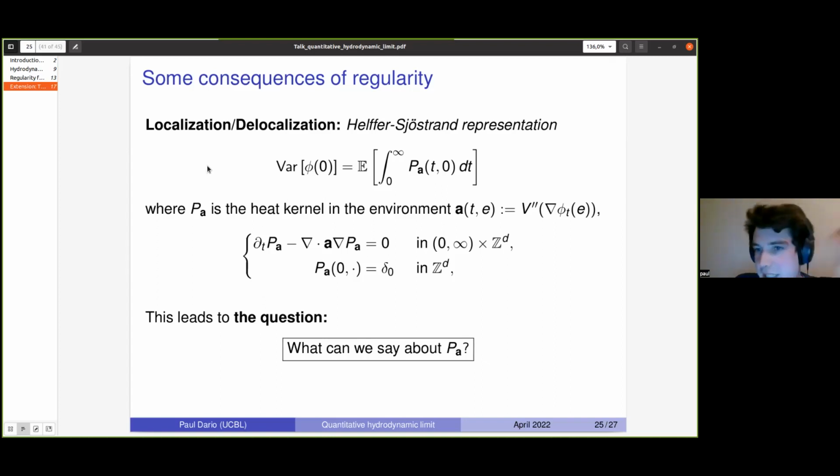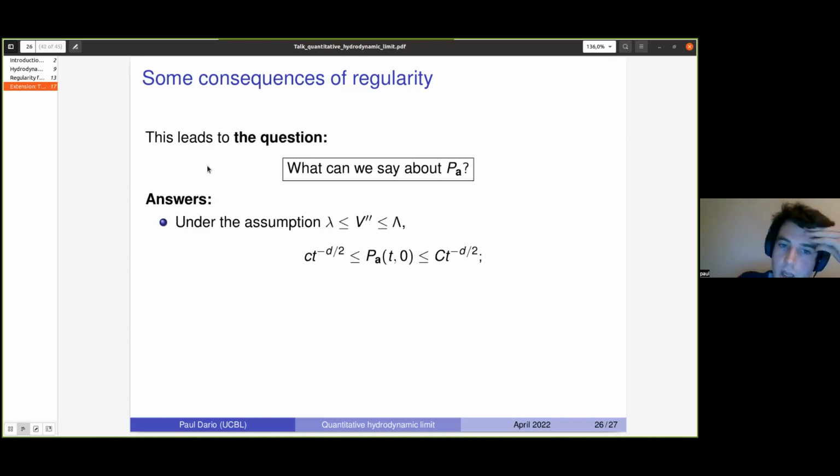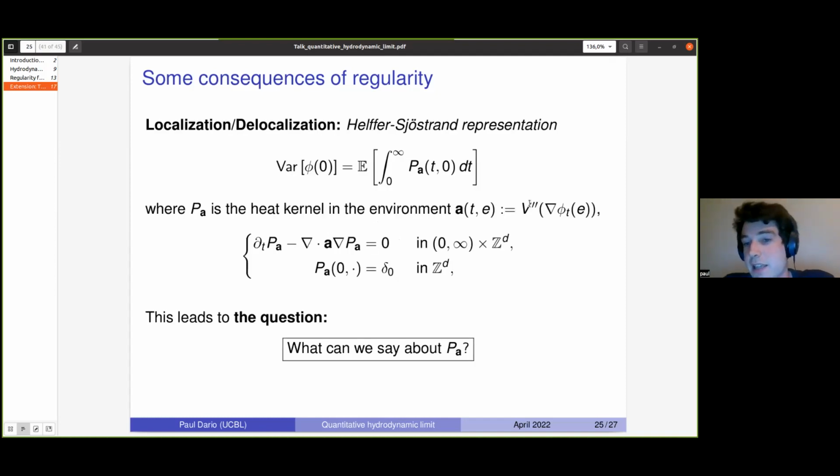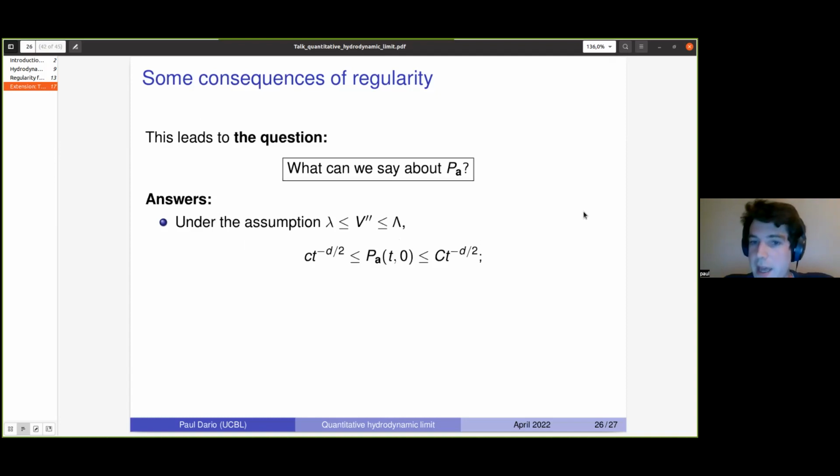You can ask many questions, like what is the typical size of PA of T0? You can also ask what the asymptotics are, if you want to go further than the typical size, or how precise can I be in my description of its behavior. So first the simple answer, which is why we like to work under this assumption. If I take the second derivative between two constants, small lambda and capital lambda, what I can say, and these are important results in elliptic regularity, is that A is always V prime prime of something, and it's always between two constants, small lambda and capital lambda, no matter the value of gradient phi of t of e. And this is sufficient to obtain bounds on the map PA.